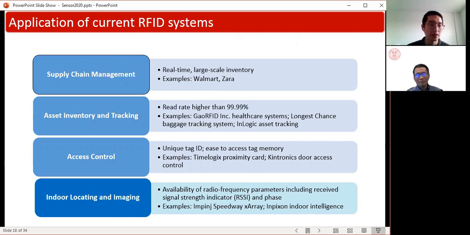Asset inventory and tracking is made possible by high read rate, and can be found in healthcare, airport baggage tracking, and so on. The unique tag ID and the ease of accessing the tag memory enables access control. And in recent years, more and more research is focused on how RFID can benefit future IoT applications like smart building. This is because the state-of-the-art RFID platforms make it possible to extract the RF parameters like the received signal strength indicator, RSSI, and the phase.